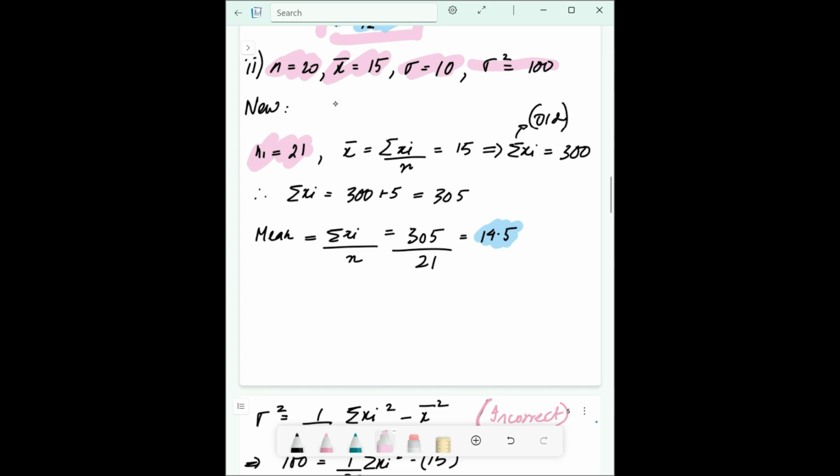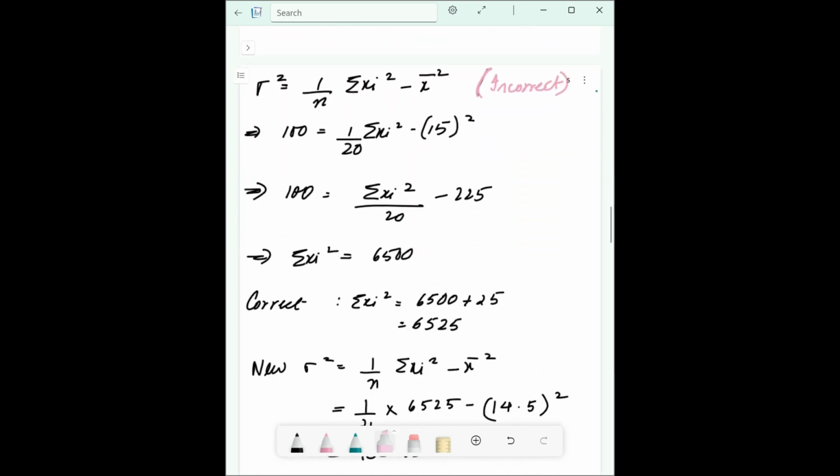X bar of the old one is what? Summation of xi by n is 15, as it was given. Therefore, the old summation xi is 300, but the new summation xi will be 300 plus 5, 305. Okay. And the new mean will be 14.5, like that.